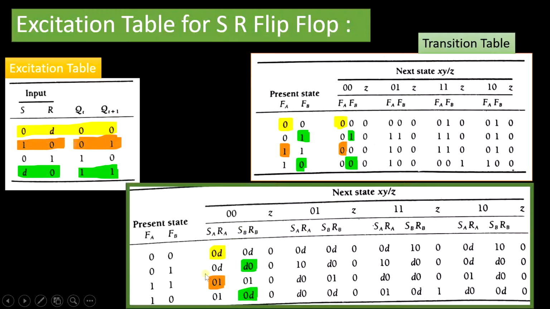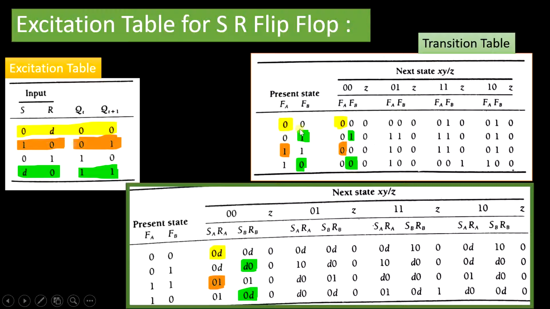Now, how to fill in the contents of this next state is that you have to compare the present state and the next state of one particular flip-flop. If you are going for the first one, then you need to modify SA RA. If you are comparing FB and FB, then you have to change SB and RB. Now look at this. 0, 0. 0, 0. Input is 0D. That is what has been marked here, and that is written as 0D, which is marked in yellow.